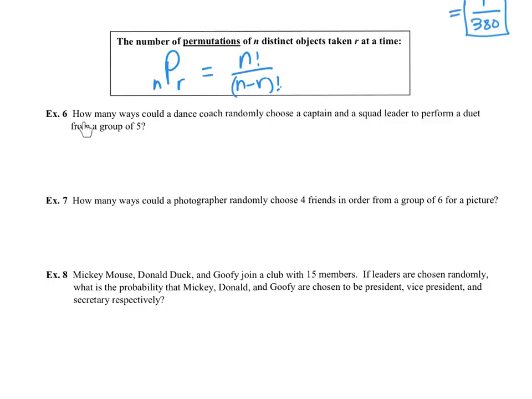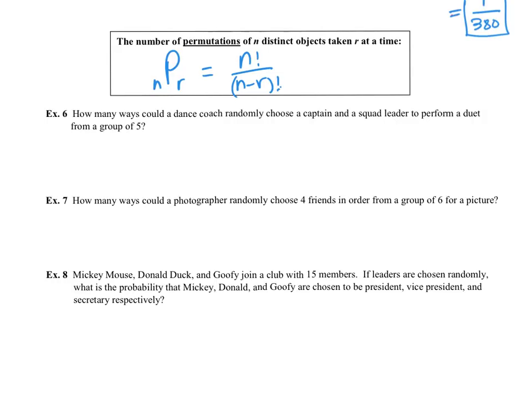So example 6 says, how many ways could a dance coach randomly choose a captain and a squad leader to perform a duet from a group of 5? This is a situation where she's not just choosing 2 people, she's choosing 2 people and assigning them a position. One's a captain, one's a squad leader. So that means order matters. If she's just randomly picking 2 people, order doesn't matter. Here, order matters because the first person is going to be a captain, the second person is going to be a squad leader. So if order matters, we know we're doing a permutation.